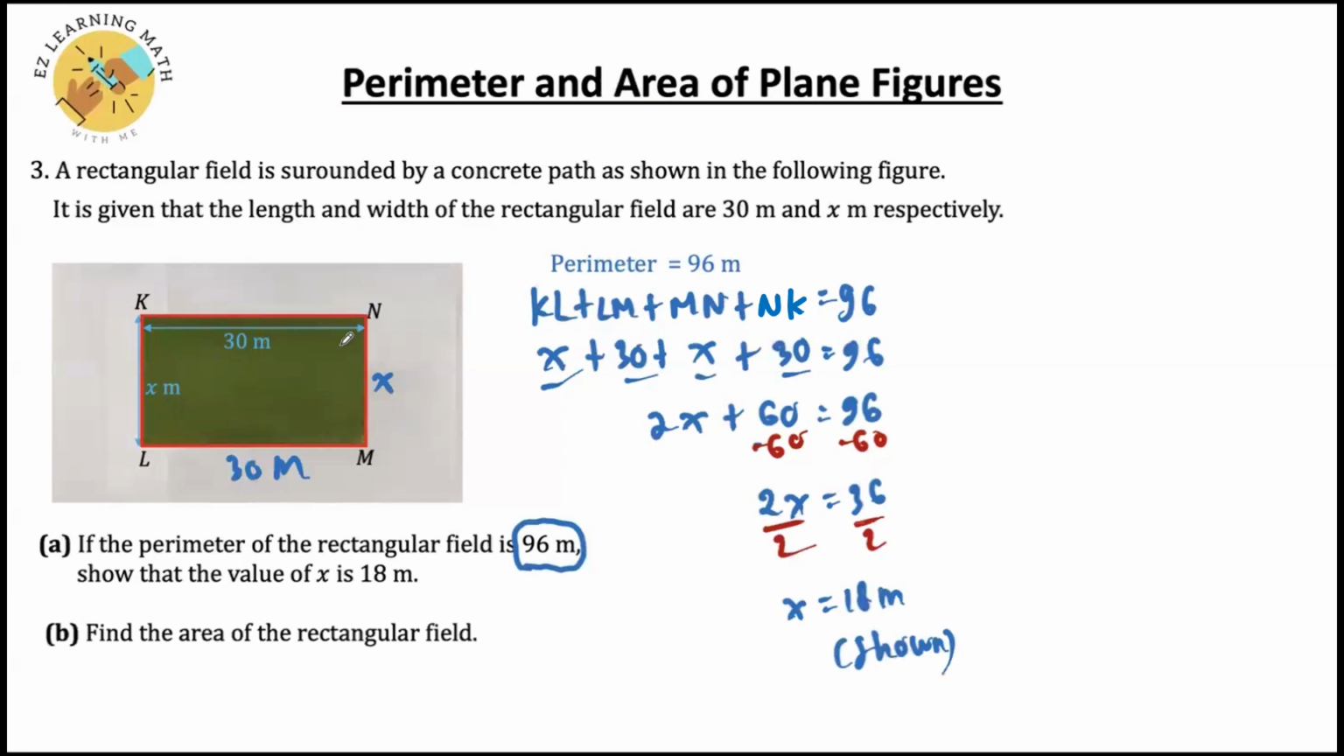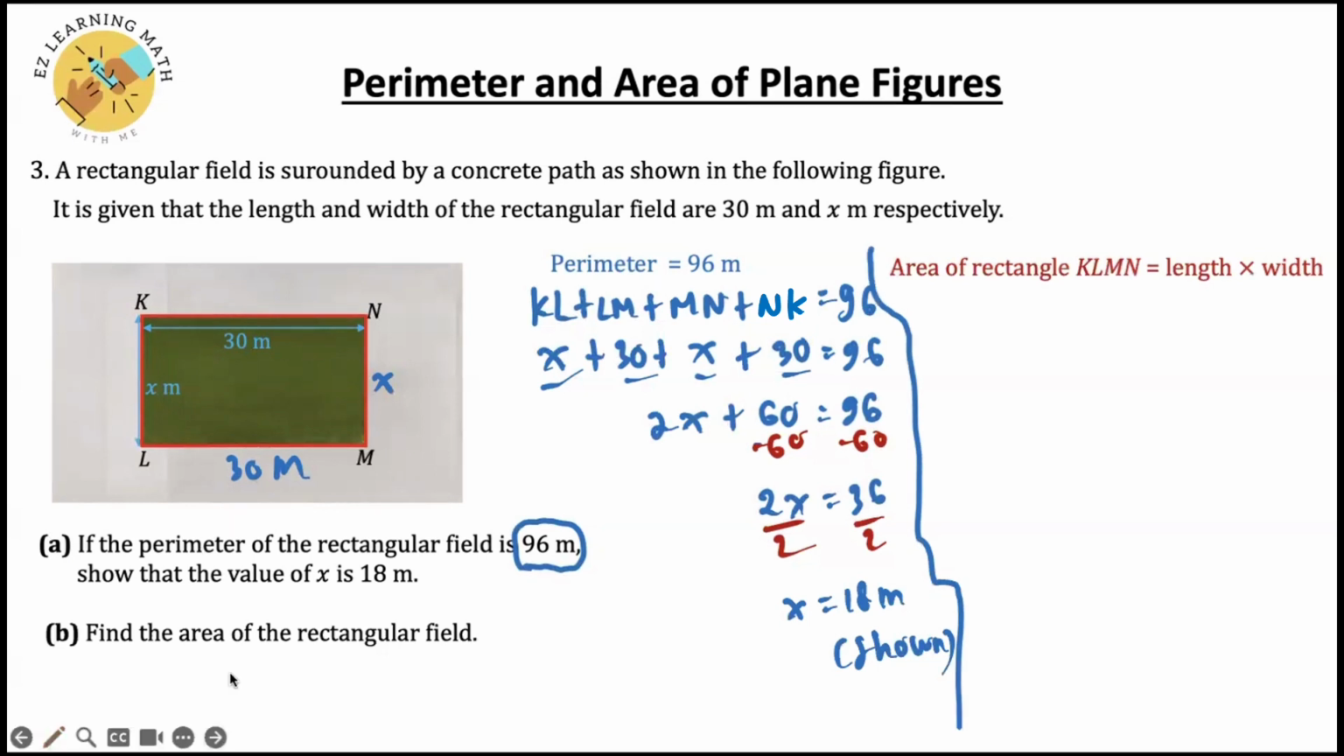Next, find the area of the rectangular field. Okay, so remember that the area is length times width. So the length is 30. And the width is x, which is 18. 30 times 18 is 540 square meters. So this is the answer for the area of the rectangular field.